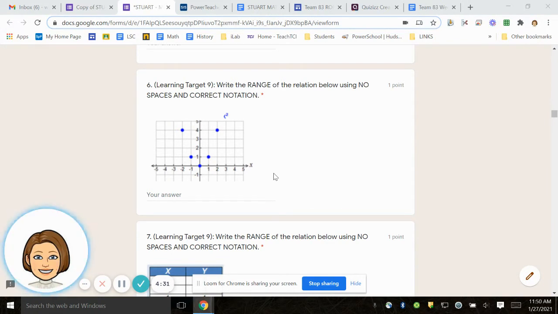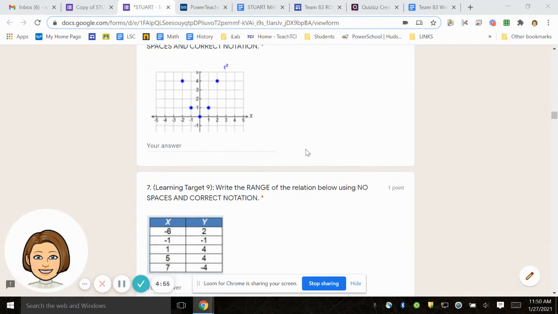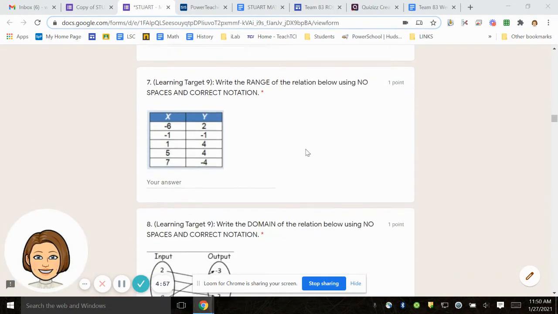Your points are, starting from the left, (-2, 4). Moving down, (-1, 1). You have the origin, (0, 0). Now moving to the right, you have (1, 1). And the one furthest right and up top is (2, 4). What is the range? Make sure you follow the rules for domain and range.